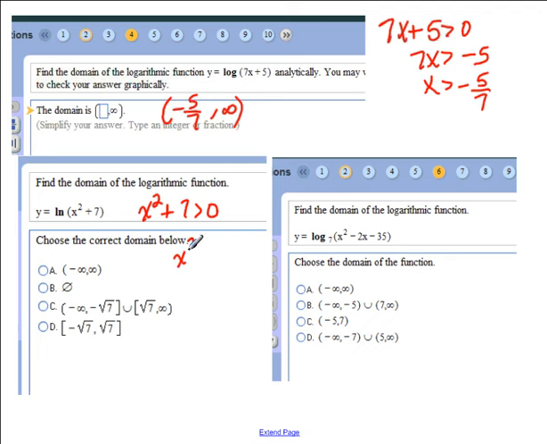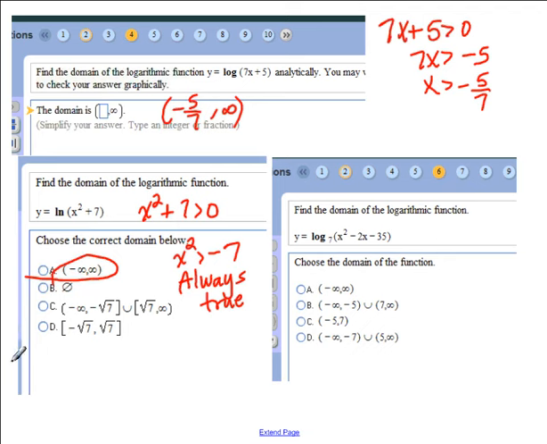This would give us where x squared is greater than negative 7. But if you think about that, x squared is always positive, which is always greater than negative 7. So this is always true for all values of x. And so this would mean that the domain is negative infinity to infinity.